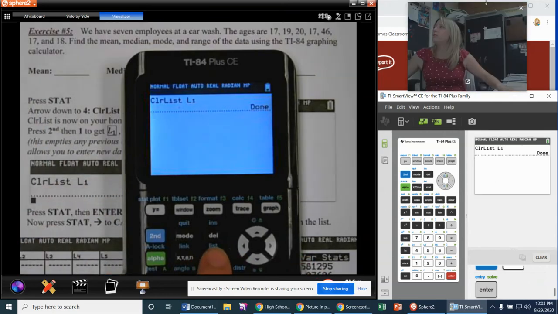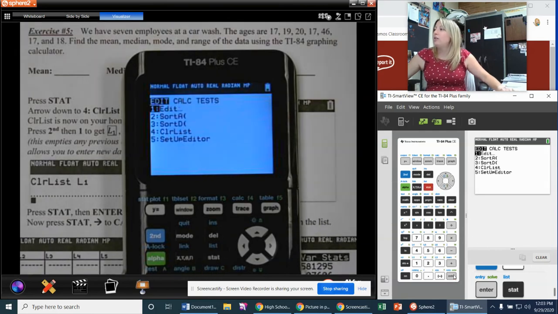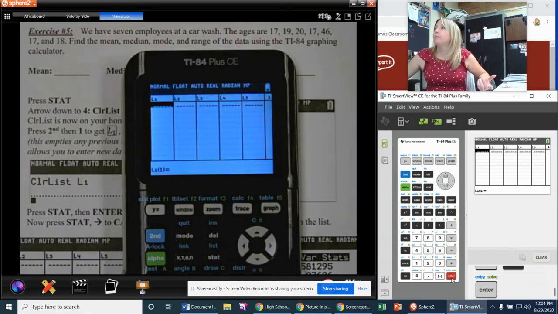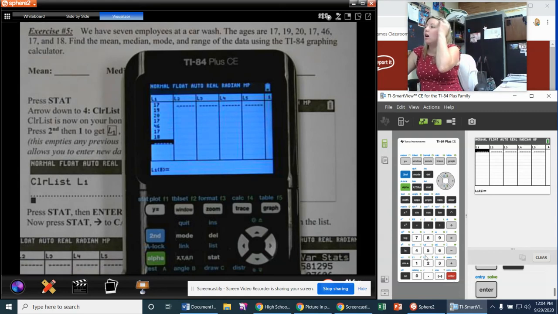If you now press stat, and I'll do it on both, stat, and then enter, or 1, L1 is empty. So now I can put the car wash stuff in L1. So 17, 19, 20, 17, 46, 17, and 18. Okay, now I'm going to do it over here. 17, oh, it's right in front of me. Plus 19.